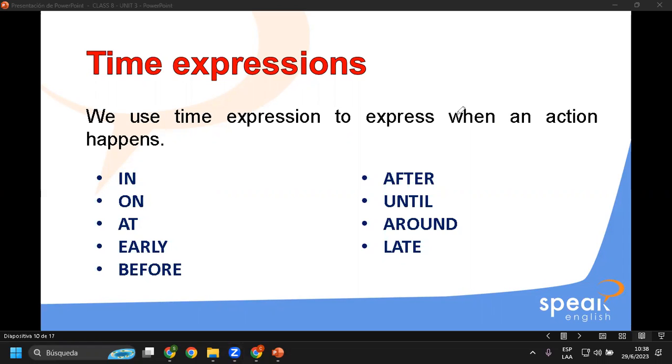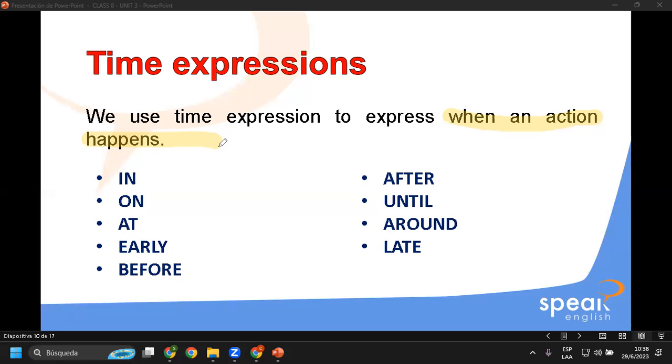Time expressions tell us when an action happens. They are going to tell me the time when something happens.